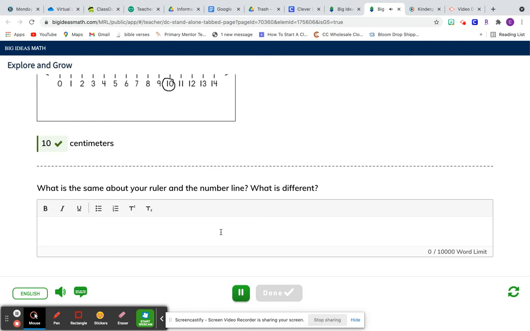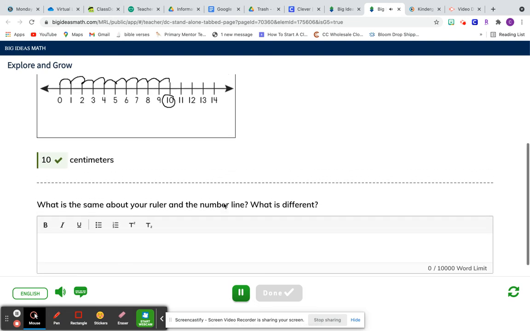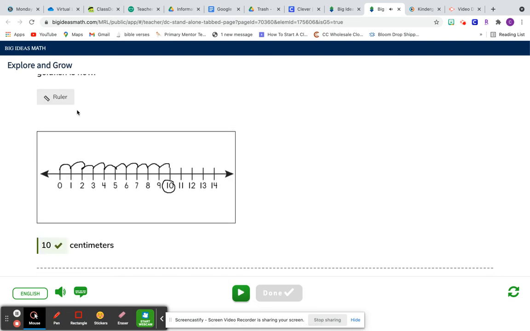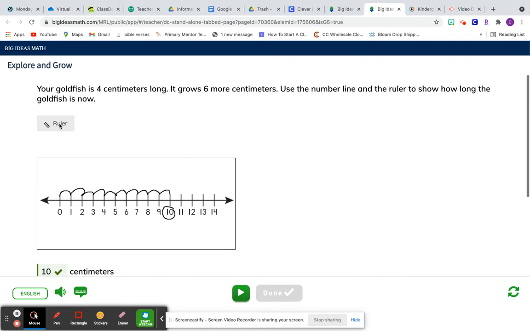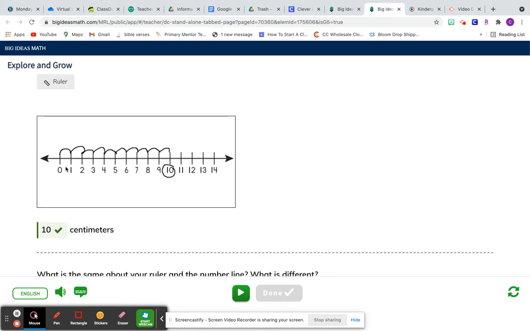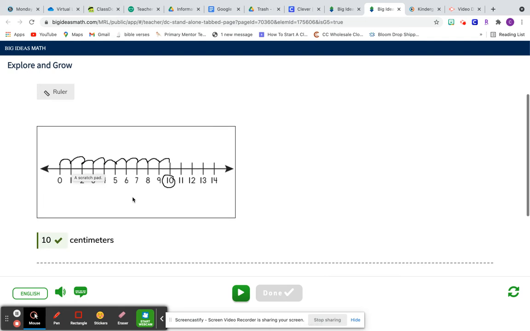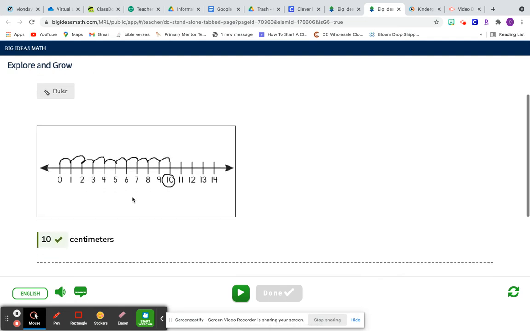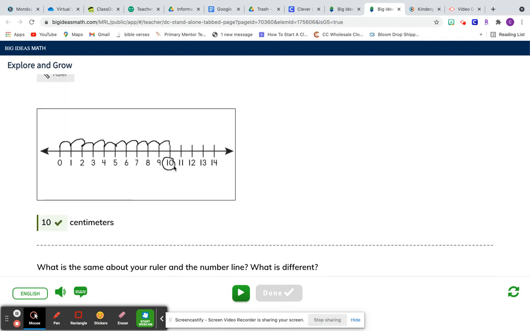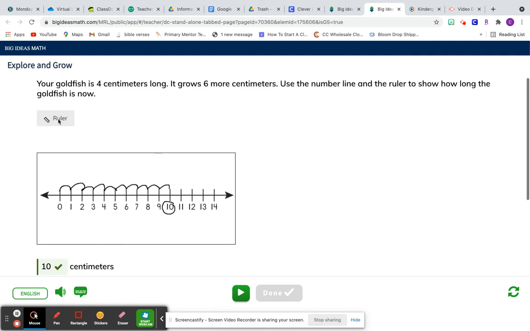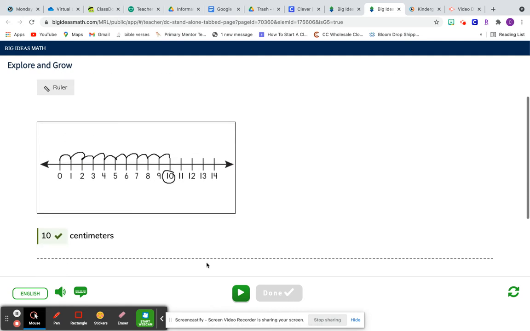What is the same about your ruler and the number line? What is different? If you look at your ruler and your number line, everything counts by ones, and there's a line for each number, but the units are not necessarily going to be the same. So we can use it to count, but we can't use it to measure. We already have our measurements, so that's why we can use a number line.